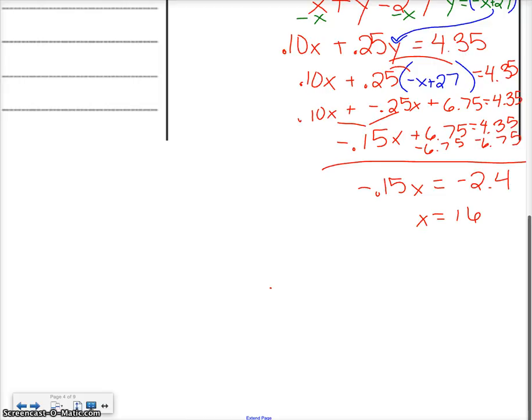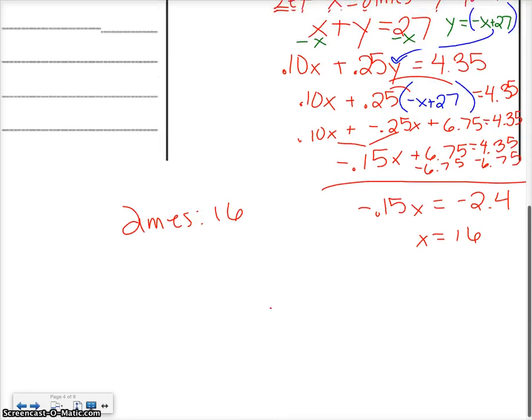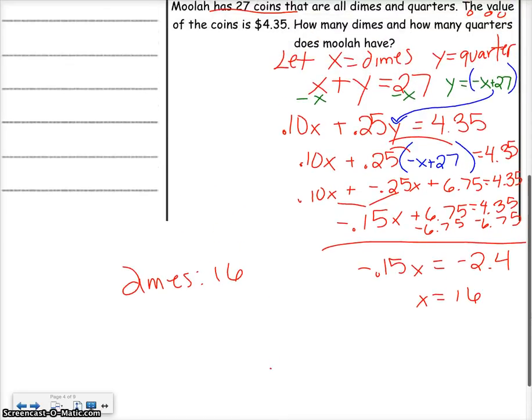That means I defined x to be my dimes. So my dimes are 16. And then I go back to my first equation, and you can even just use this one. So I know that I need a total of 27 dimes and quarters. So then my quarters are 27 take away the 16 dimes.